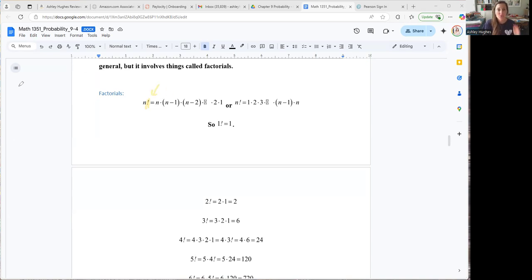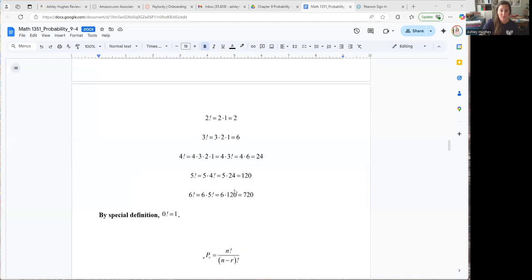And all it means is you're multiplying a number times every number preceding it all the way to 1. So here are some examples. 2 factorial is 2 times 1. 3 factorial is 3 times 2 times 1. 4 factorial is 4 times 3 times 2 times 1. 5 factorial is 5 times 4 factorial, because it would be 5 times all these, which is 5 times 24, which is 120. And you continue in this manner for all factorials.